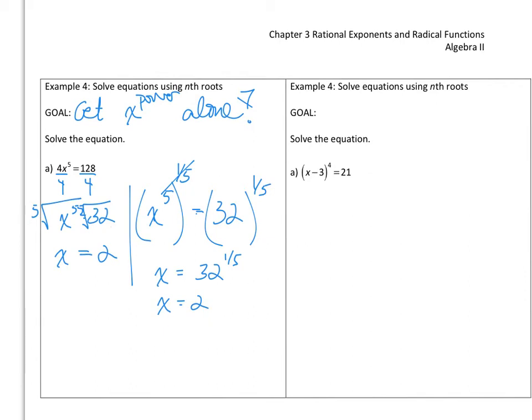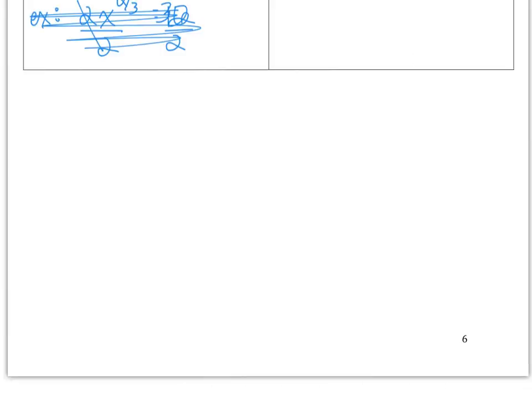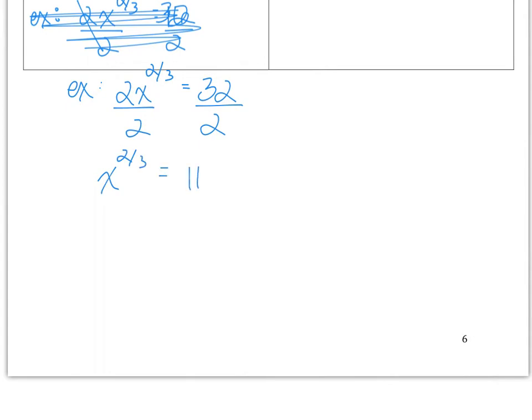Now let's add an example that's very similar to this. So now we're going to solve 2x to the 2/3 is equal to 32. We're adding this example. So if I have 2x to the 2/3 is equal to 32, I'm going to divide by 2 first, and now I end up with x to the 2/3 equals 16.